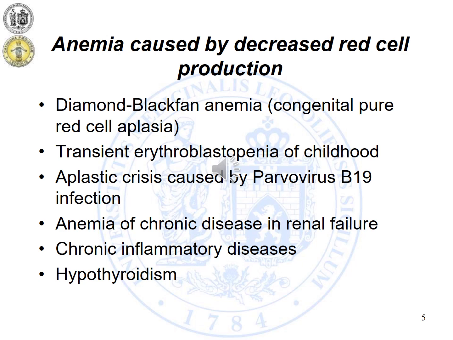Among anemias caused by decreased red blood cell production, you will remember that red blood cells are formed in the bone marrow, but many other factors affect their development and content in the blood. Among these clinical entities are Diamond-Blackfan anemia, which is mentioned later on, transient erythroblastopenia of childhood, aplastic crisis caused by the viral infection parvovirus B19, and anemia of chronic disease in renal failure, chronic inflammatory bowel disease, or actually any chronic inflammatory disease.